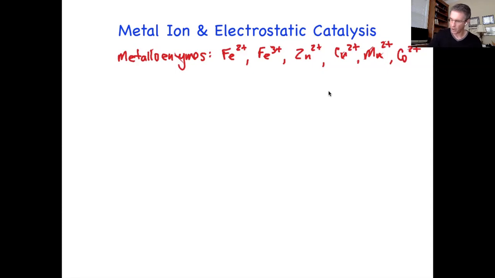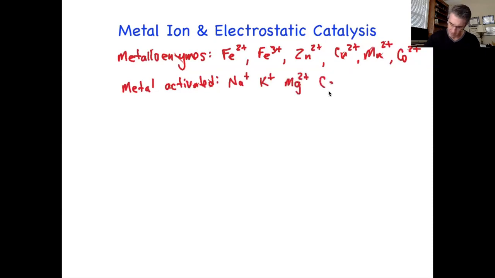Then you also have so-called metal activated enzymes. In this case, the enzymatic activity of the enzyme requires the metal, but you can strip the metal away and the protein's basically just fine. It just won't do chemistry without the metal, right? And these enzymes often depend upon metals like sodium, potassium, magnesium, calcium, for example, right? Okay, so we got these two different categories of enzymes that depend upon metals.